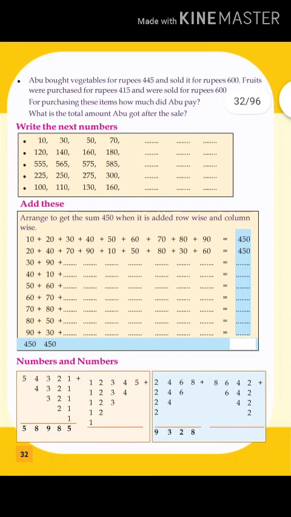Okay. Then write the next numbers. You should complete that table. And next, add these. Arrange to get the sum 450 when it is added row wise and column wise. I will post these questions in the group. You write the answers. You should add the numbers and find out the answer. Is it all alike? Find out the answer.